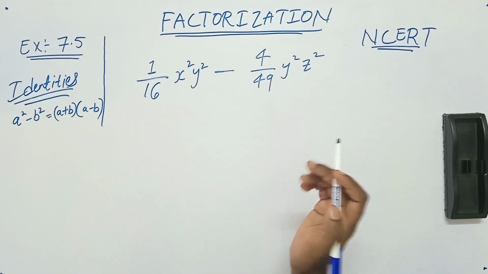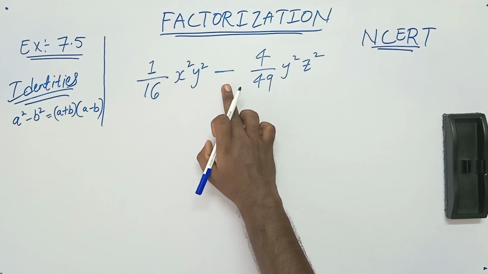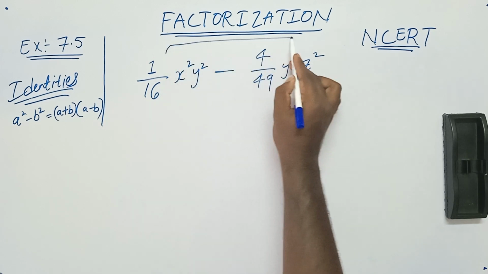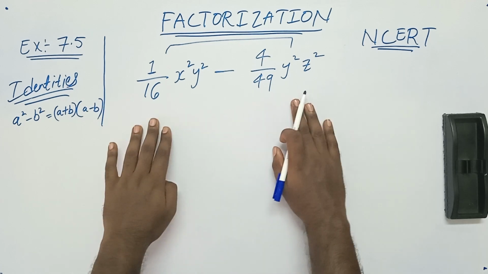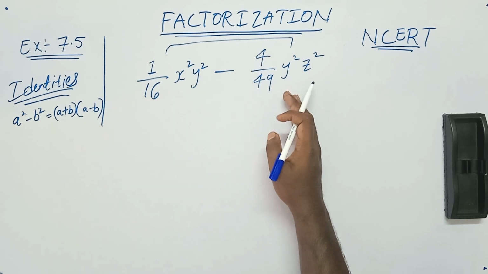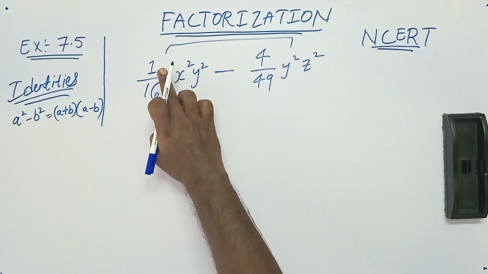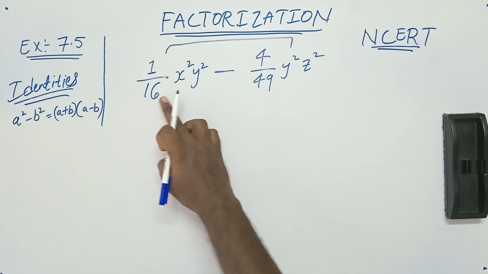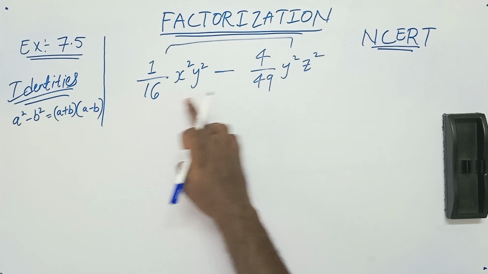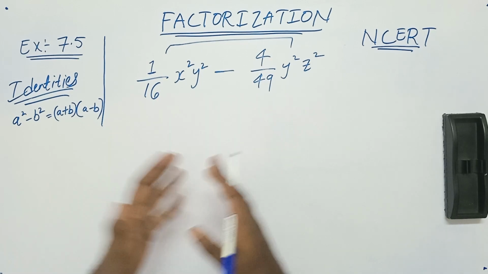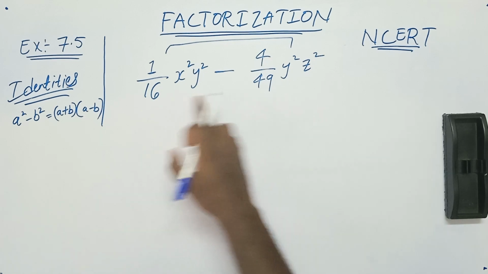So our next problem is 1 upon 16 x square y square minus 4 upon 49 y square z square. So here we need to find the factors of this given expression. So how can we find the factors of this given expression? If you just compare these two terms, is there any common factor that we can take? So here we have a 1, here you have a 4. So 1 and 4 we can take common 1, right? So here we have 16 and 49. In 16 and 49 we cannot take a common factor because 16 is different, 49 is different. So we cannot take common from 16 and 49.